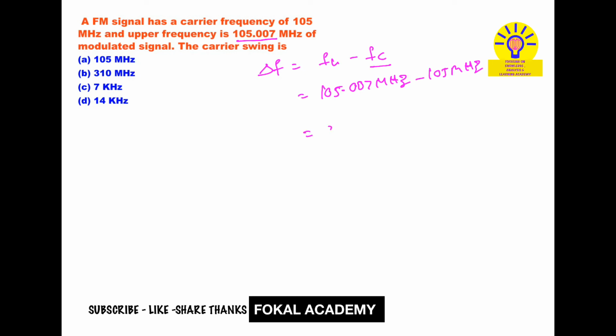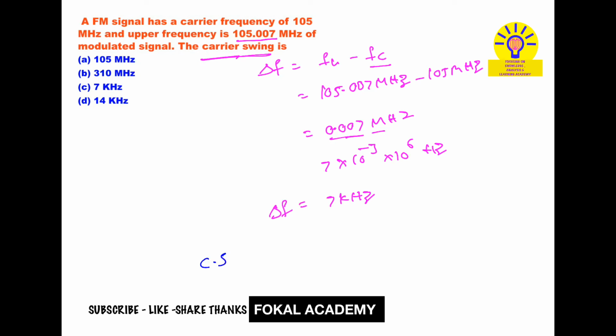So it results in 0.007 MHz, which can be written as 7 into 10 power minus 3 MHz. Mega is 10 power 6 Hz, so it results in 7 kHz. This is the frequency deviation. But we know that the carrier swing is 2 times the frequency deviation. That is 2 into 7 kHz, so it results in 14 kHz. So this is the carrier swing for the given problem. From the options, option D is the correct option.